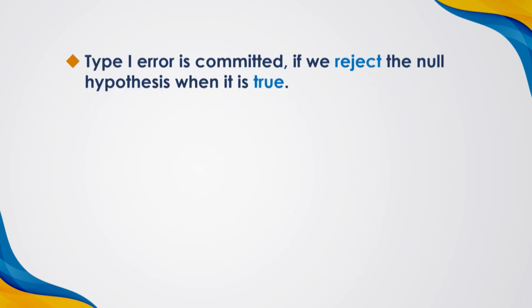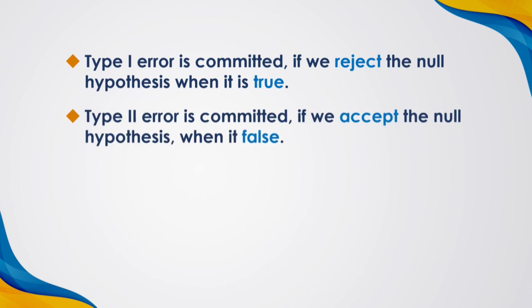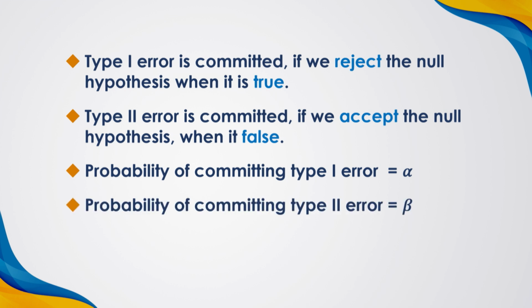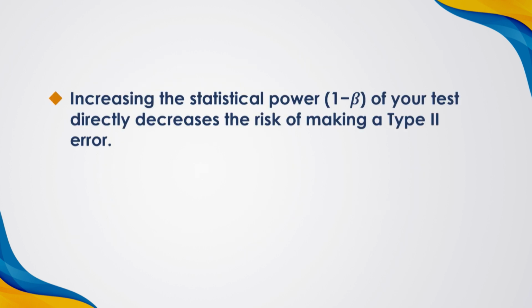Type 1 error is committed if you reject the null hypothesis when it is true. Type 2 error is committed if you accept the null hypothesis when it is false. Probability of committing type 1 error is indicated by alpha. Probability of committing type 2 error is indicated by beta. The power of a test is defined as 1 minus beta. Increasing the statistical power, 1 minus beta, of a test directly decreases the risk of making type 2 error.